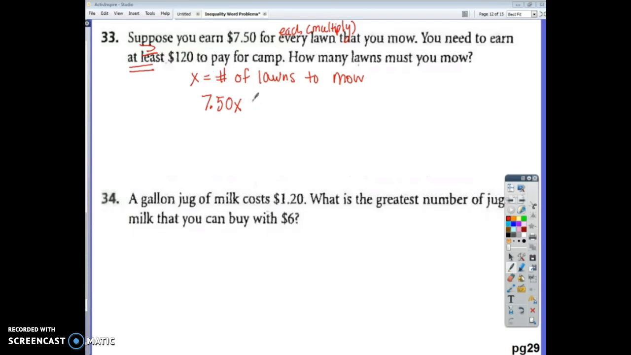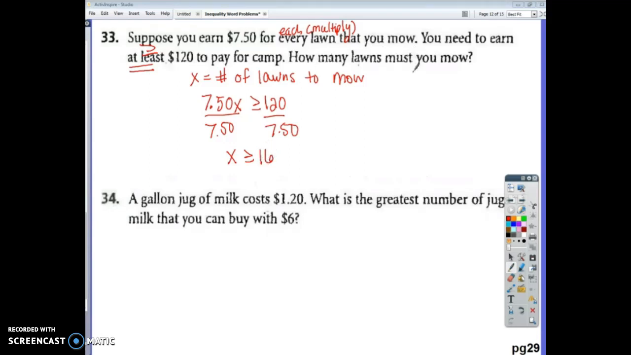X is at least greater than or equal to 120. It's right here: 7.50 for each lawn is greater than or equal to 120. We know what to do, divide by 7.50, divide by 7.50, and 120 divided by 7.50 gives me 16. X is greater than or equal to 16.